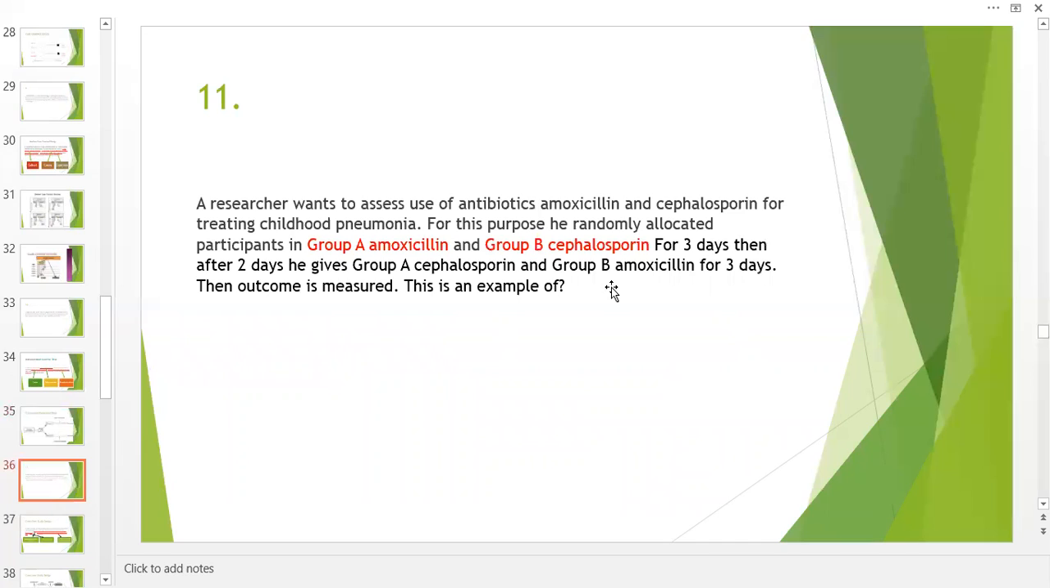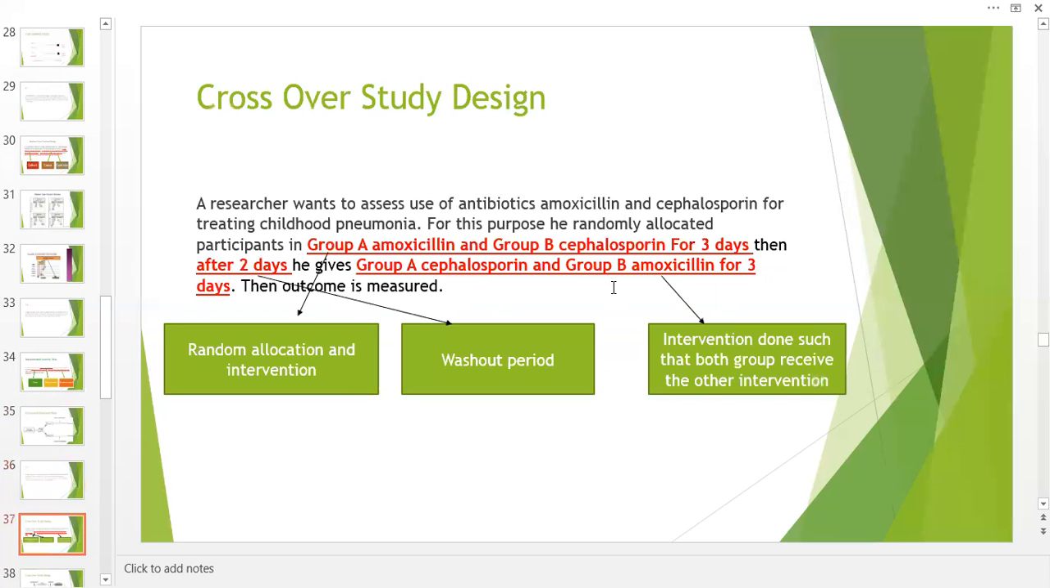Scenario number 11, a researcher wants to assess the use of antibiotics, amoxicillin and cephalosporin for treating childhood pneumonia. For this purpose, he randomly allocated participants in group A, amoxicillin, and group B, cephalosporin for 3 days. And then after a 2-day break, he gives group A cephalosporin and group B amoxicillin for 3 days. The outcome is measured. This is an example of a crossover study design, because after random allocation intervention is given, and then there is a washout period, and then the opposite intervention is done afterwards.